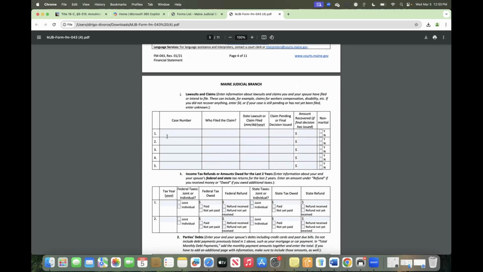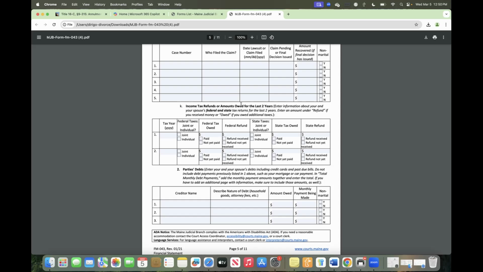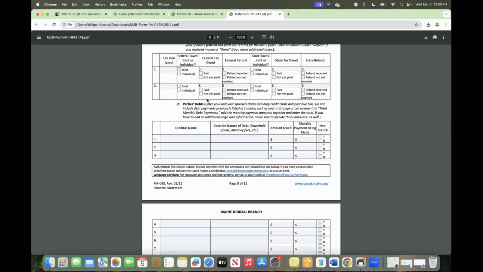Are you involved in any current lawsuits and claims? For example, a personal injury car accident case, is there one pending? Who filed it? When was it? Etc. Income tax returns for the last 2 years. You put that information here. How did you file it? Was it joint or individual? Was it a federal tax? Did you get a refund? Did you pay? And you do the same thing for the state.